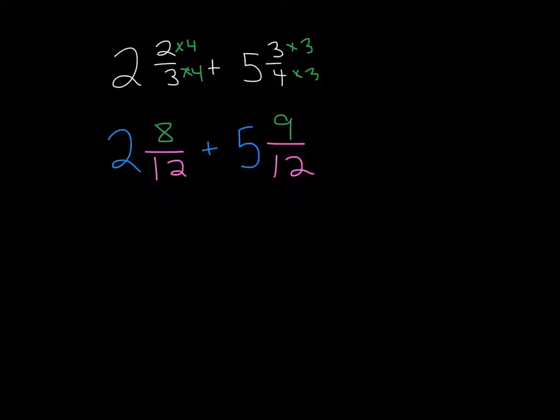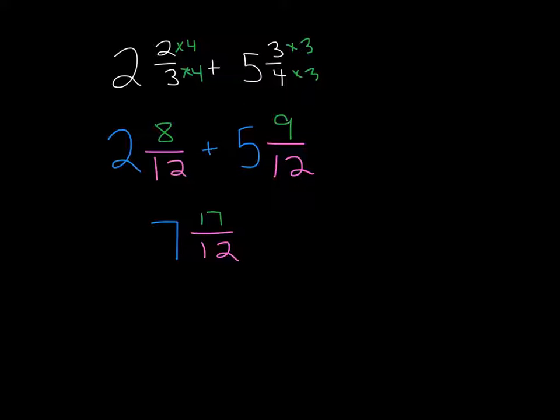So add your two whole numbers together. 2 plus 5 is 7. Add the numerators. 8 plus 9 is 17. And then keep the common denominator of 12. And then once again we have an improper fraction inside of a mixed number, which is not okay.